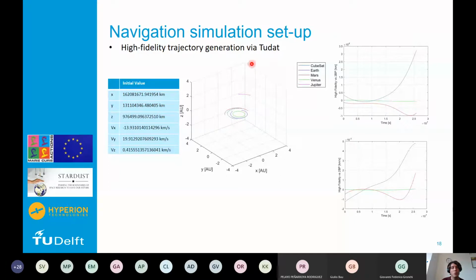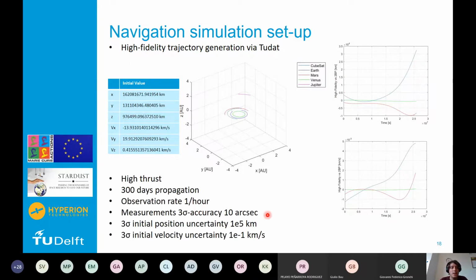So to generate observables for the simulation, I use a high fidelity trajectory. And here you can see the net effect between propagating the CubeSat position and velocity with high fidelity and two-body. Here the position and here the 3 velocity components. And these are the main characteristics of the simulation. So I'm using a high thrust application, 300 days propagation, an observation rate of 1 per hour with a measurement accuracy of 3 sigma of 10 arcsec, and the initial position uncertainty of 10 to the 5 kilometers and 10 to the minus 1 kilometers per second in velocity.